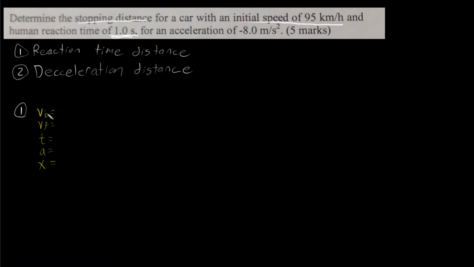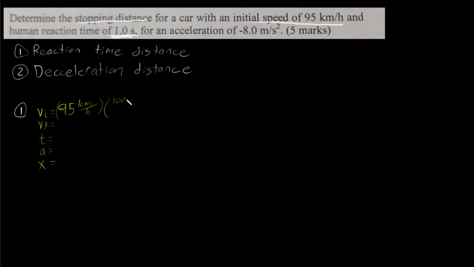So let's write what we do know and what we don't know. What is the initial velocity during the period of reaction time? Well, that will be 95 kilometers per hour. So let's write down 95 kilometers per hour. But this would be better if we had this in meters per second. It'd be easier to work with. So let's convert this into meters per second.